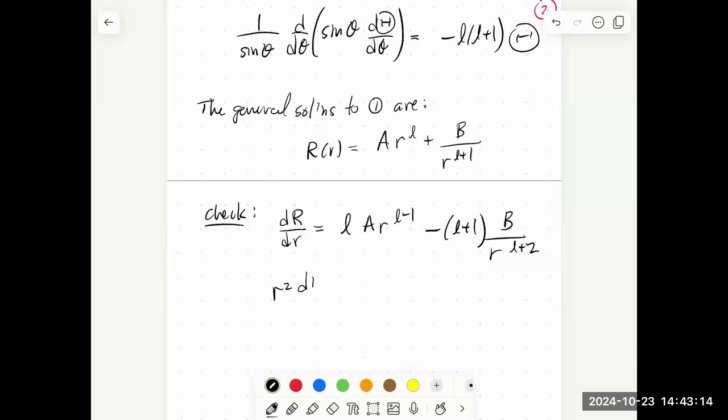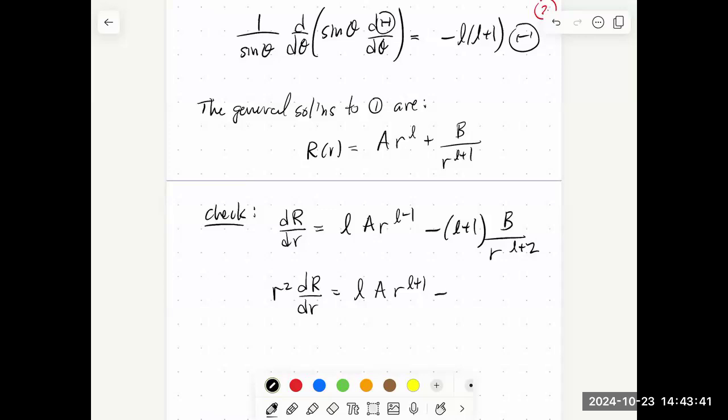r squared dR/dr is equal to L A r to the L. Our L minus 1 becomes L plus 1 because we added 2 powers of r. You can now see that when I take the next derivative, I'm going to get L times an L plus 1. That's why we chose our constant in that way. Okay.